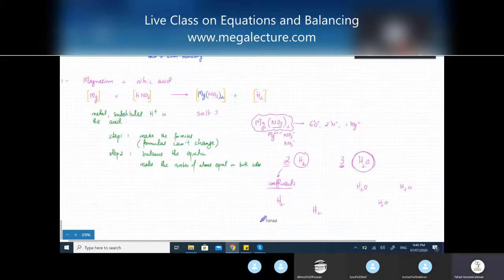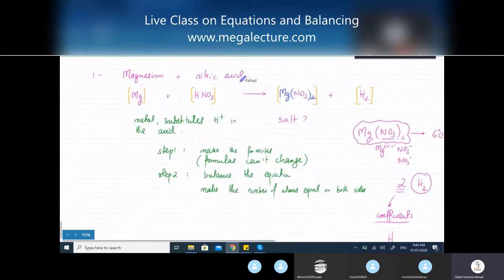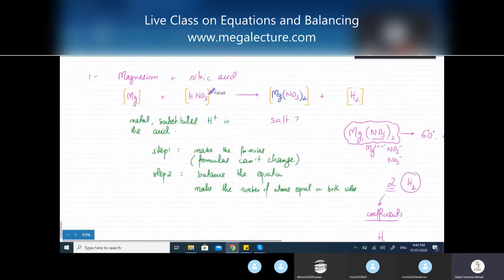So when you're balancing, you're dealing with coefficients. Once these formulas have been made, you can't change the formula. Nitric acid is going to have 1 hydrogen, 1 nitrogen, and 3 oxygens, all joined together. You can't make this HNO6. You can't make this HNO2 or HNO1. It won't be nitric acid. Similarly, you can't change the formula of this molecule. The only thing you can change is the quantity of the molecules, the number of molecules that you have. And that is what you do when you're trying to balance equations.